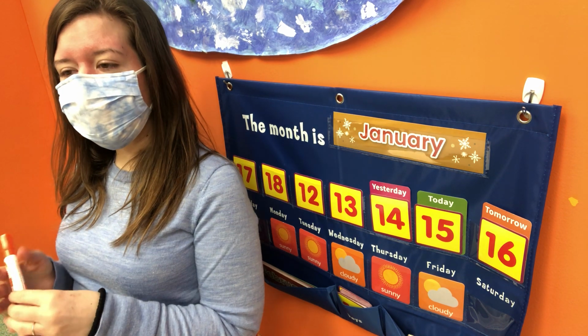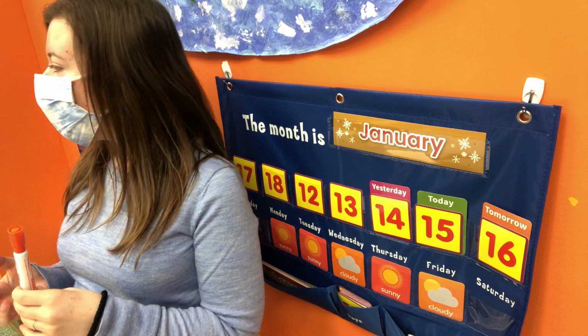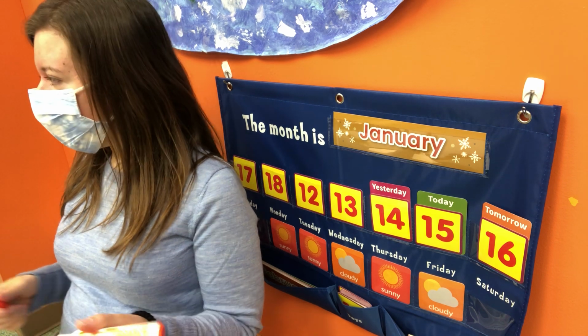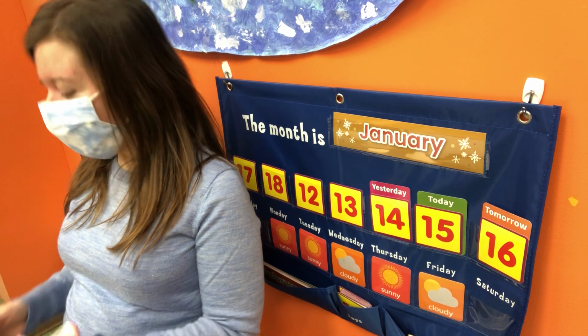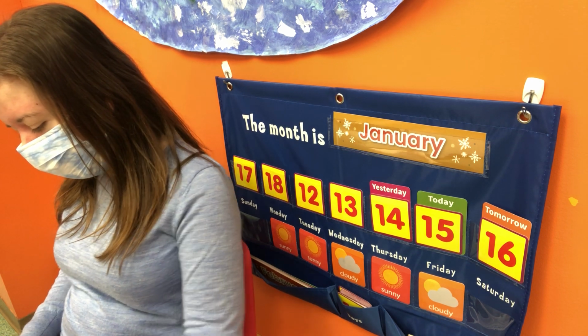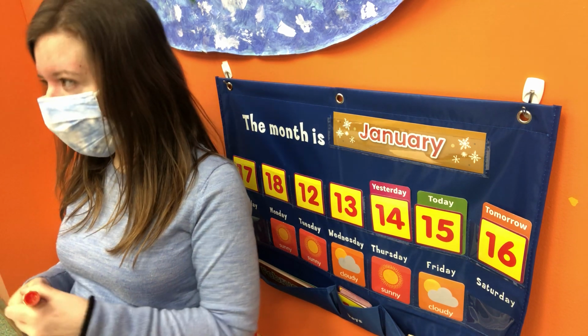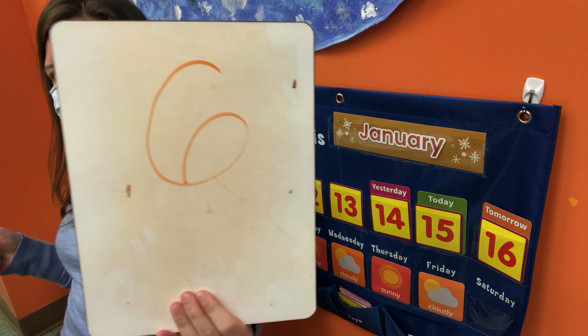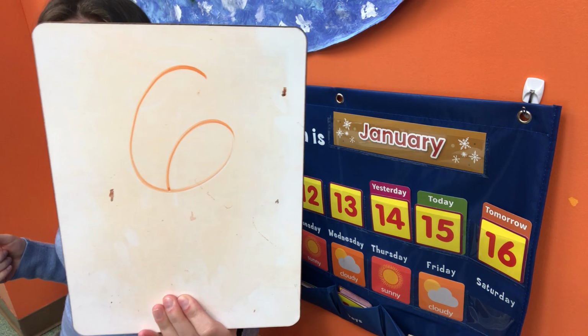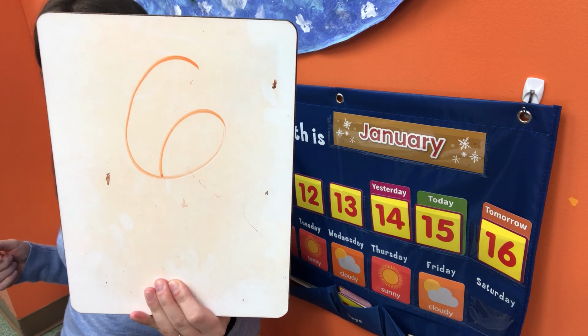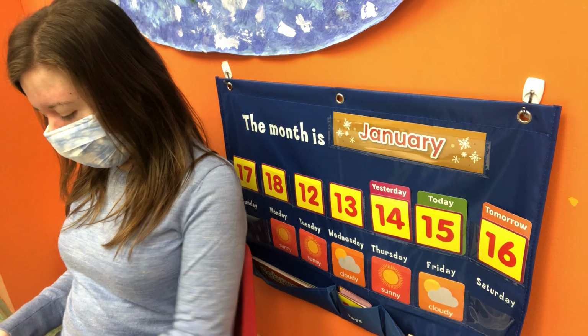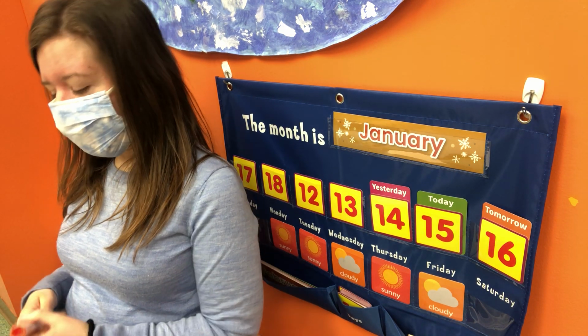How do I make the 6? A 1 and a 3. Oh, okay. So let's see over here. In a line. A line. Is this 6? Yes, this is 6. That's it.